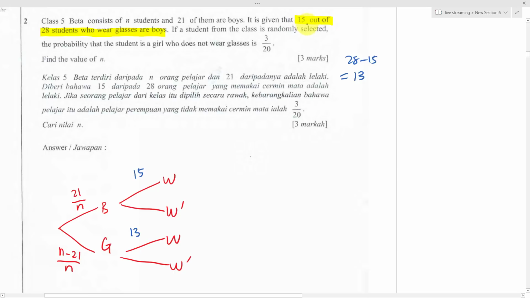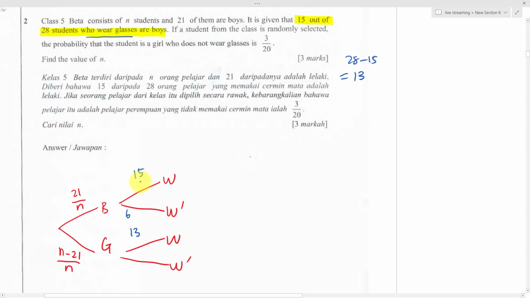Because this sentence says 15 out of 28 who wear glasses can be boy or girl, right? So if boys are 15, then girls will be the other side, which is 13, because in total you should have 28 of them wearing glasses. Alright, then over here, because I know we have 21 boys, and right now you have 15 boys who wear glasses, so boys who do not wear glasses will be 6.